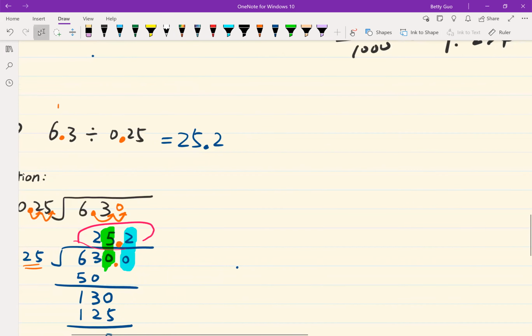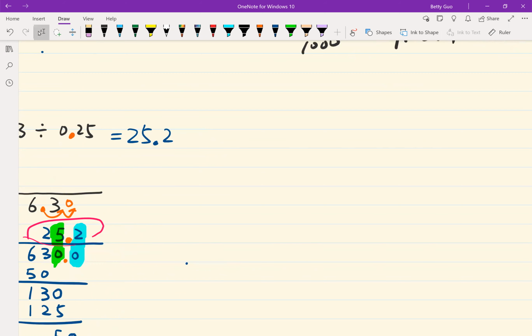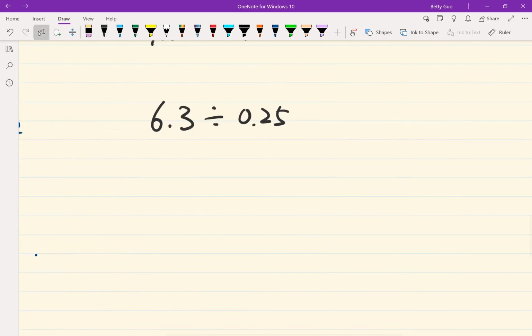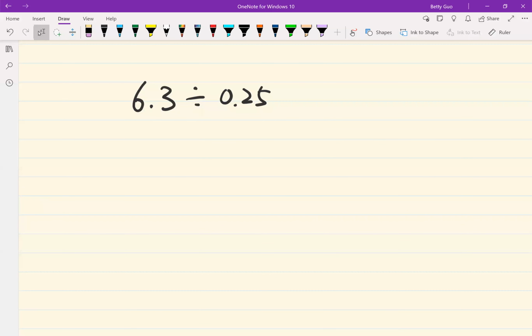Division. Let's take this problem as an example. I'm going to show you how we divide decimals. We are going to use long division to divide the decimals. The process of long division is long. That's the reason it's called long division. But when we use long division, we have to make sure the divisor is a whole number.